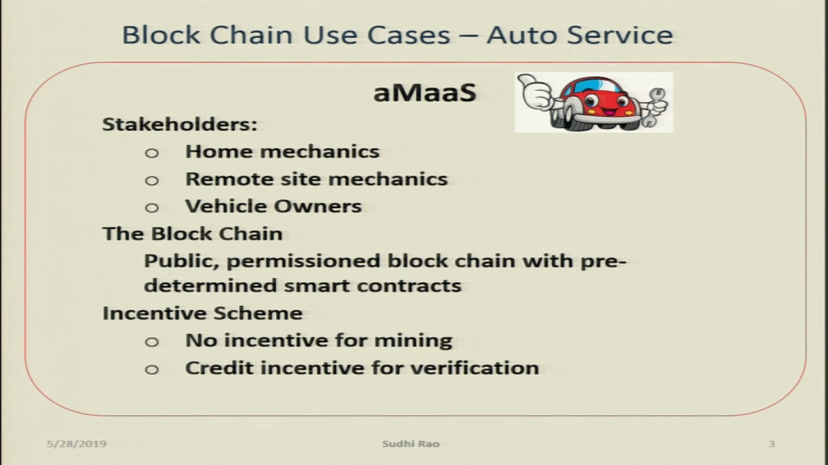So we can set up a blockchain which will be a public permissioned blockchain with predetermined smart contracts. That is, this is a blockchain. As we have seen, there are three types of nodes. Two types of nodes may have to be pre-qualified. Me as a vehicle buyer, all vehicle buyers are pre-qualified nodes.